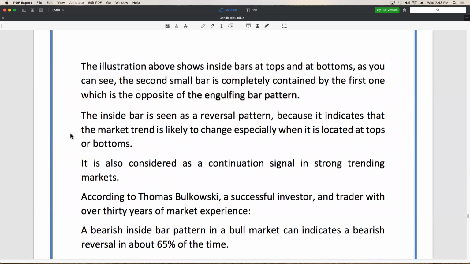So the inside bar is seen as a reversal pattern because it indicates that the market trend is likely to change, especially when it is located at the tops or bottoms of the support or resistance. It is also considered a continuation signal in strong trending markets. When I say this will be an evening star, unless it's a strong trend, it's continuation, or this will be a morning star. See the little doji, it signals a reversal. Only if it's a strong trend, it's continuation. So that's what it's saying here.